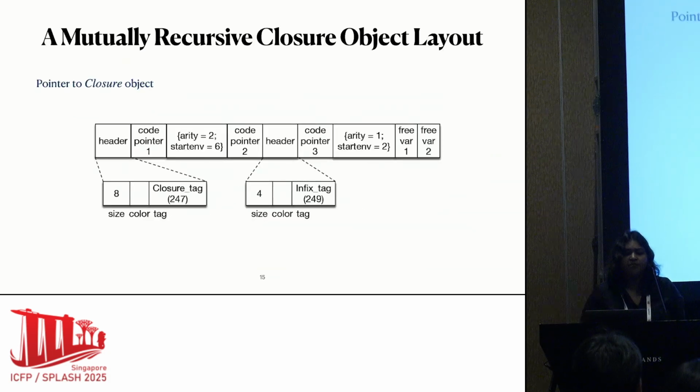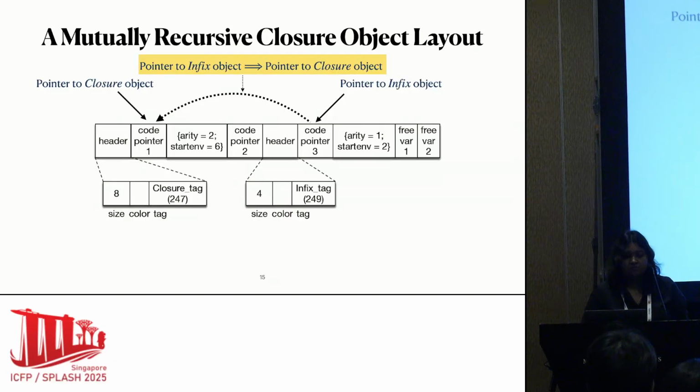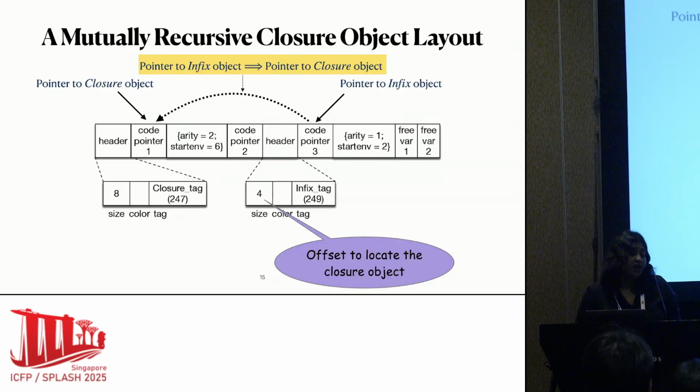I want to say a little bit about the mutually recursive closure object layout, because in the OCaml setting, an object can point to the middle of an object. So that needs to be understood. If an object points to an object whose header is an infix tag, then it actually points to its parent closure. So every infix object is associated with a parent closure. And if the tag is not infix, then it normally points to that object itself.